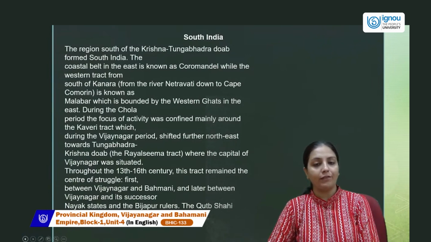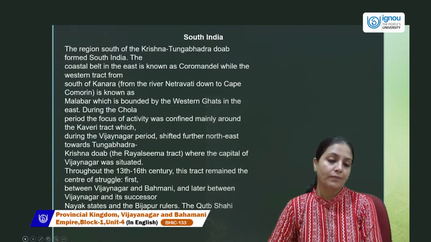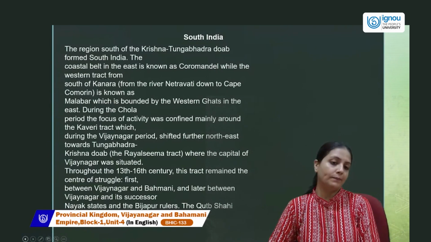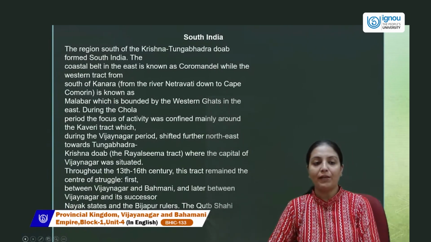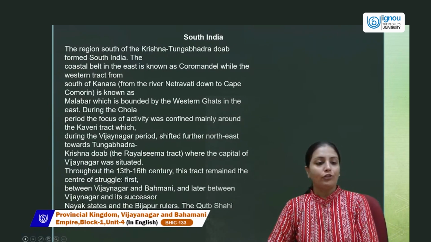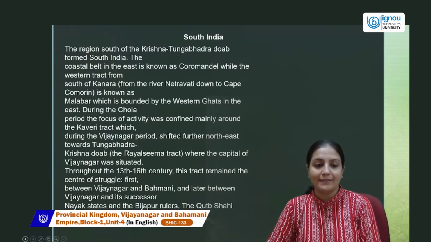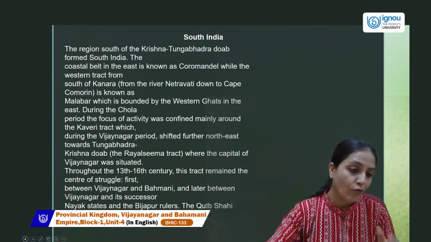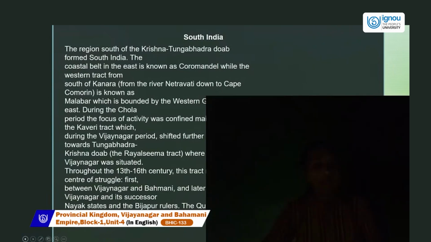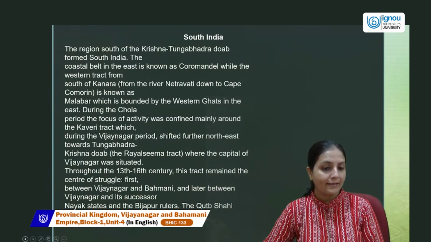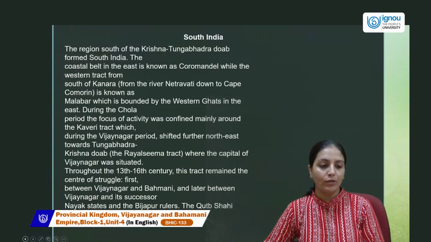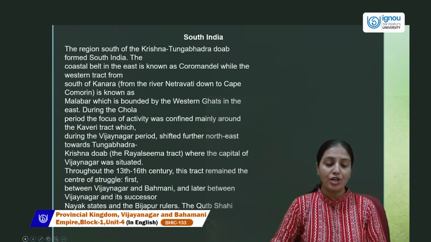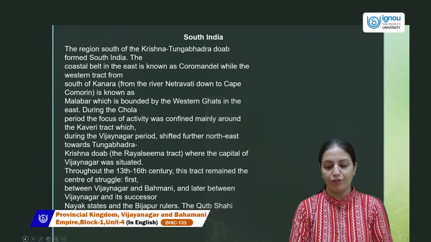During the Chola period, the focus of activity was confined mainly around the Kaveri tract, which during the Vijayanagar period shifted further northeast towards Tungabhadra, Krishna, and the Rayalaseema tract, where the capital of Vijayanagar was situated. Throughout the 13th to 16th century, this tract remained the center of struggle. First between Vijayanagar and Bahamani, and later between Vijayanagar and its successors, the Nayak states and Bijapur rulers. The Qutub Shahi rulers also joined the conflict frequently.